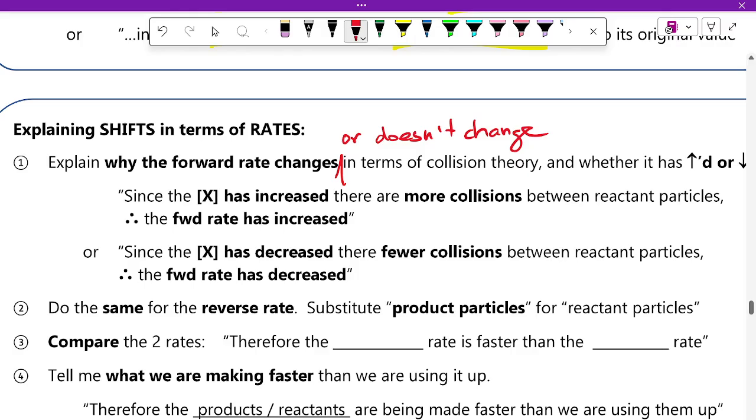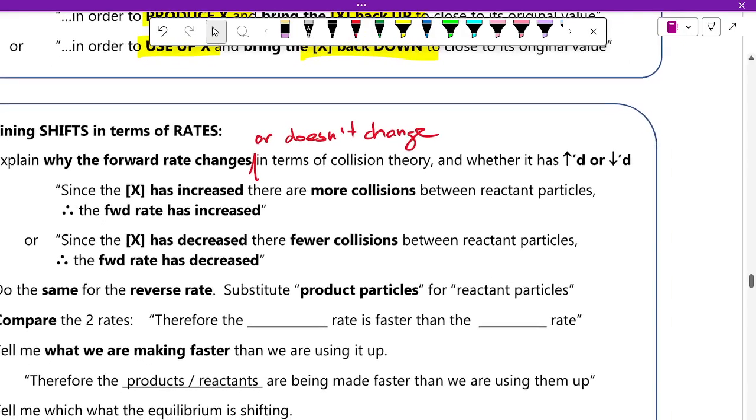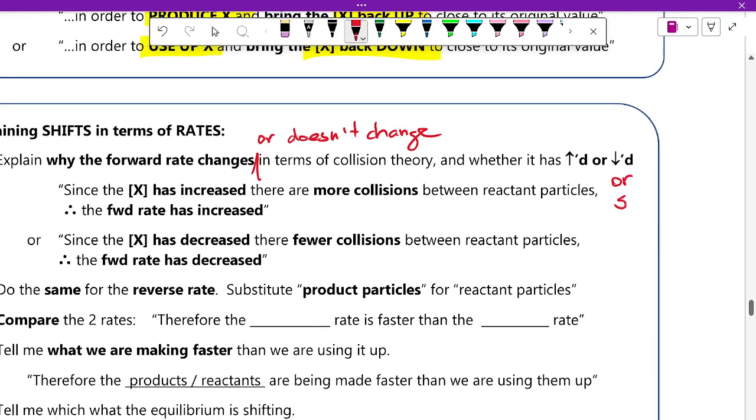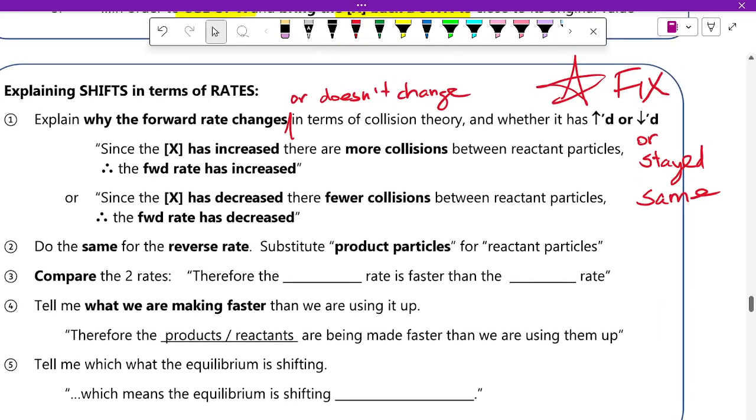In terms of collision theory, whether it increased, decreased, or stayed the same. Do the same for the reverse rate, except you'll say product particles instead of reactant particles.